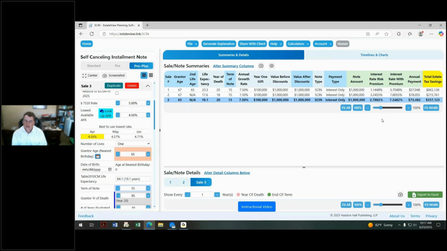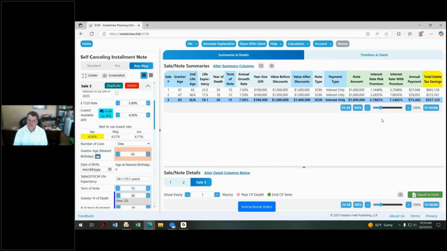If we only have it on the life of the 67-year-old, and again, it's a 15-year note, all the same assumptions, our interest rate is 2.1% higher. So it's 7.8055%. And if we only have it on the life of the 65-year-old, and again, 15-year note, same assumptions, the interest rate's a little bit less, 7.3482%.